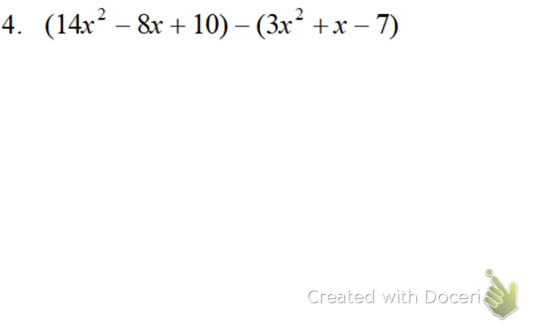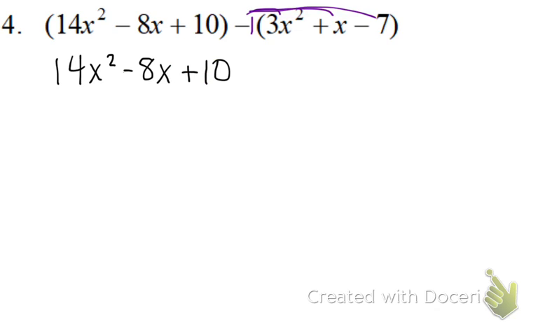All right. You can either go to your subtraction every time, just be real careful with your signs, or you can distribute, think of that as like a negative 1, distribute it through the second polynomial. So the first polynomial stays the same. Second one, distributing a negative 1, we'll have negative 3x squared, negative x, and then positive 7.